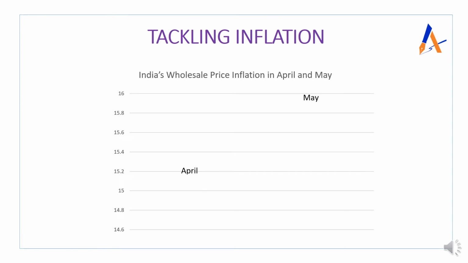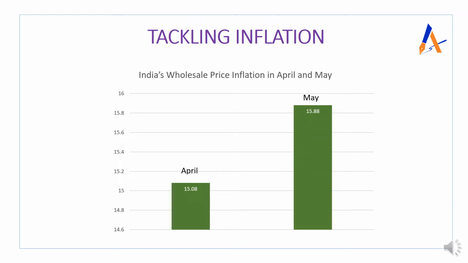Okay, so what has been the trend in the recent time? India's wholesale price index, that is wholesale price inflation in April and May, we are going to see. So in April it was somewhere around 15.08, and a fresh record high has been seen of 15.88% in May. And this is the 14th month in a row that this wholesale price inflation in India has stayed in double digits, that is above the 10% mark. So this is the data with respect to what is the scenario now.